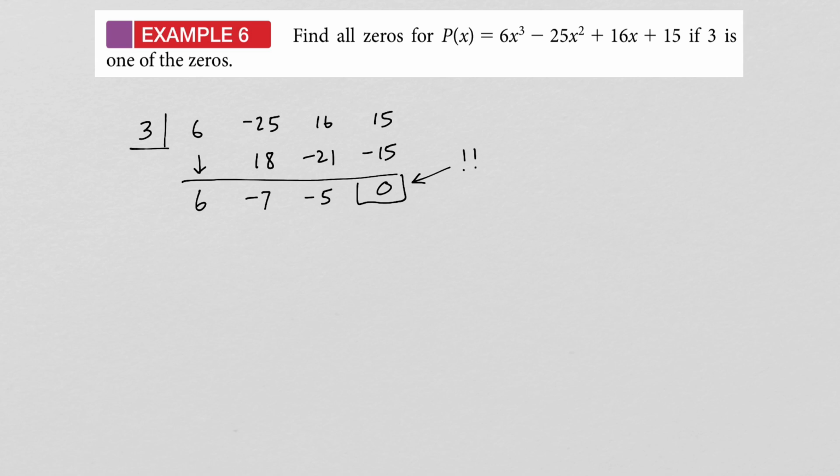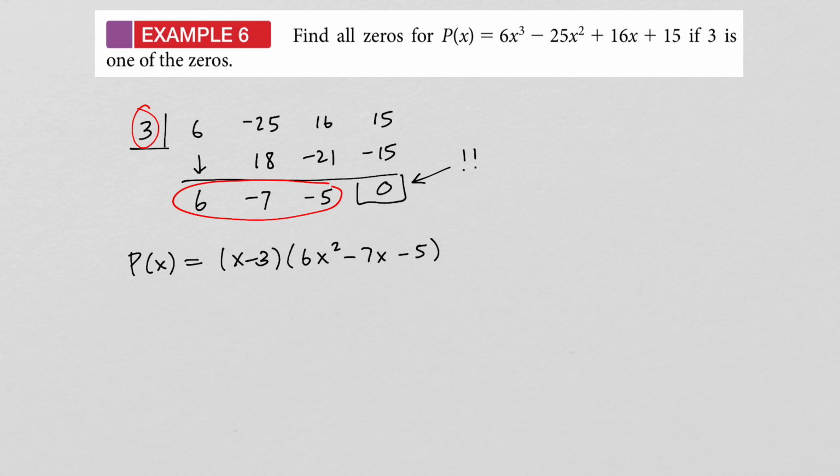Because they told us it was a 0. So now we know that p of x is equal to x minus 3, right? That's what we get from this. And we're going to multiply that by the factor that we get from there. And that factor is 6x squared minus 7x minus 5.